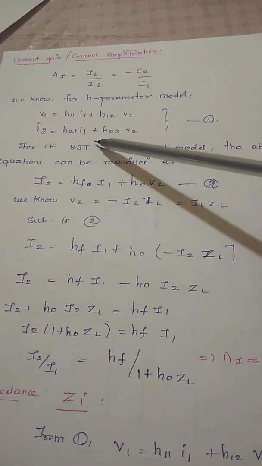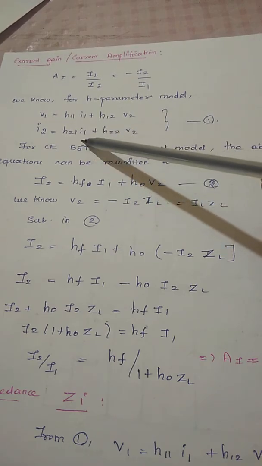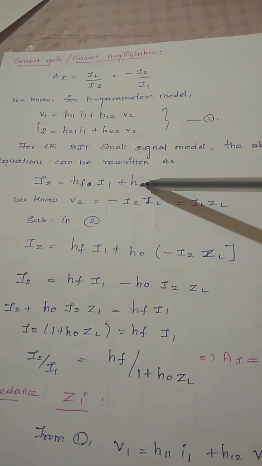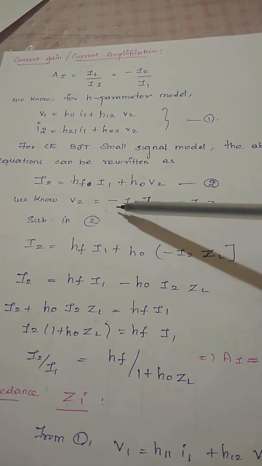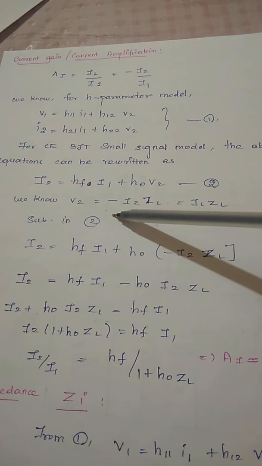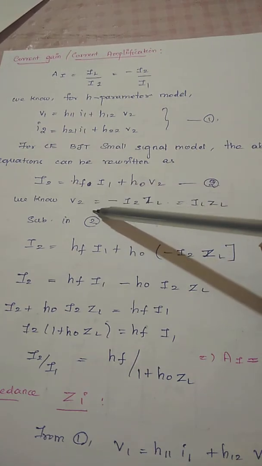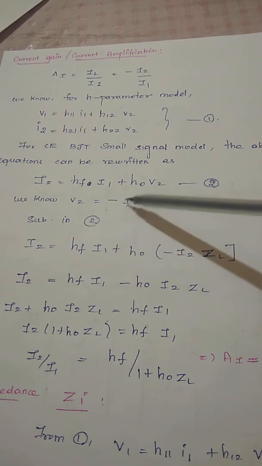Okay, for your transistor model, what is your equation? Instead of H21 I have written HF, instead of H22 I have written H0. From your circuit diagram you can analyze that V2, with respect to Ohm's law, you can write as V is equal to IR. Output voltage is equal to output current into output resistance, that is minus IL ZL.